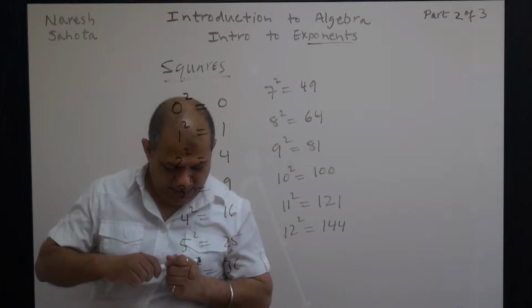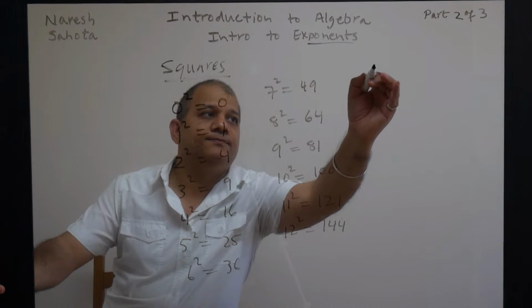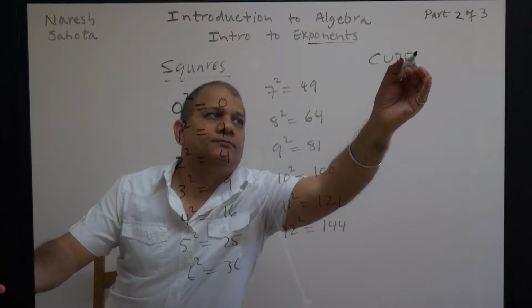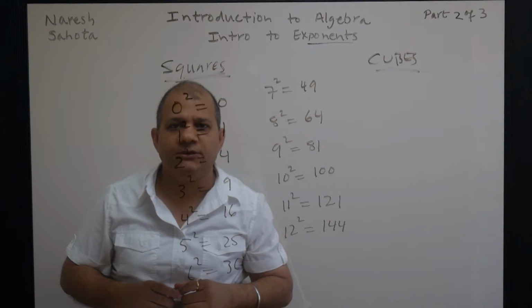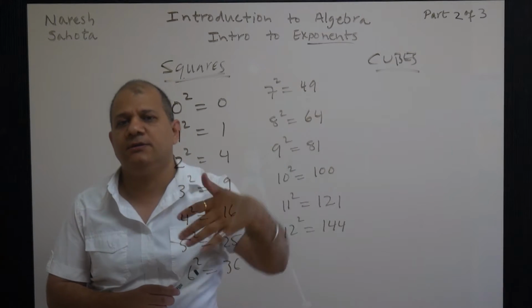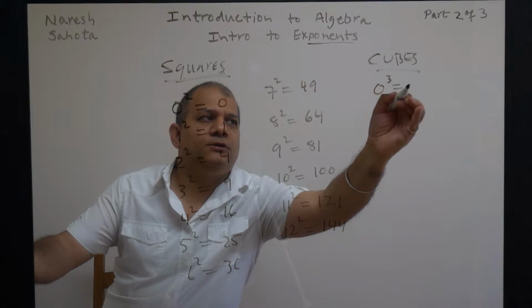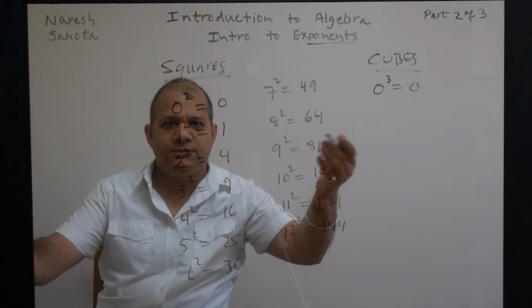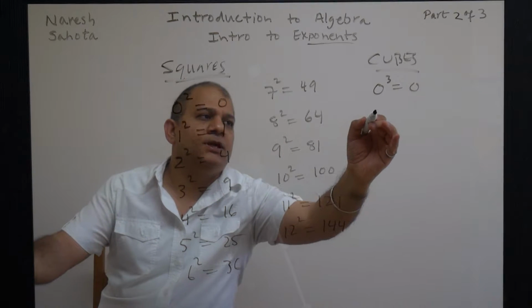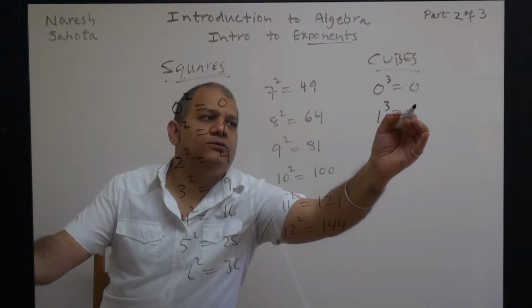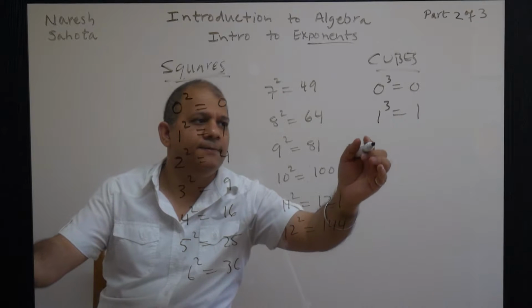Okay. Now let's look at cubes. We work with squares a lot, we work with cubes a lot, so that is the reason why you should know these by heart. Okay, so again, 0 cubed would be 0. Multiply 0 by itself 3 times, you'll get 0. And then 1 cubed would be 1. 1 multiplied any number of times will still produce 1.